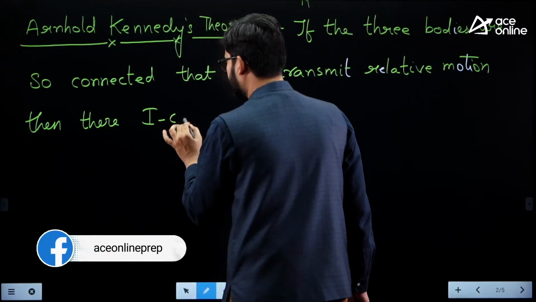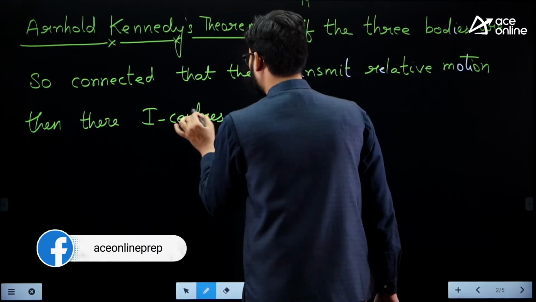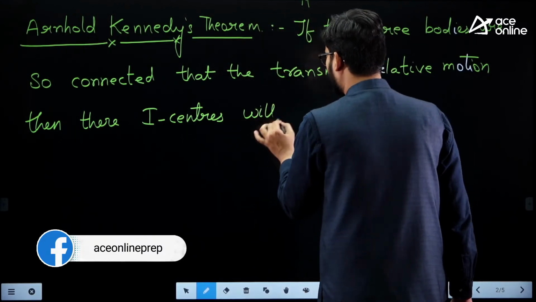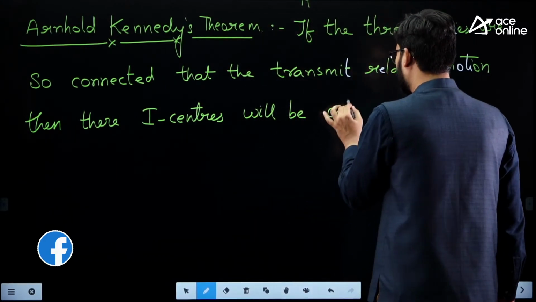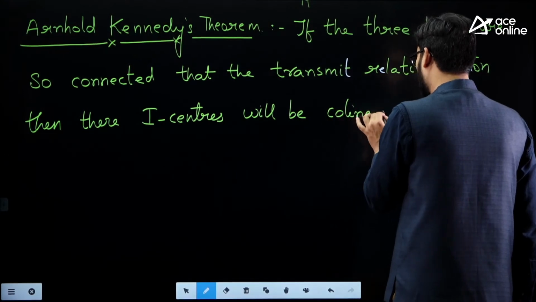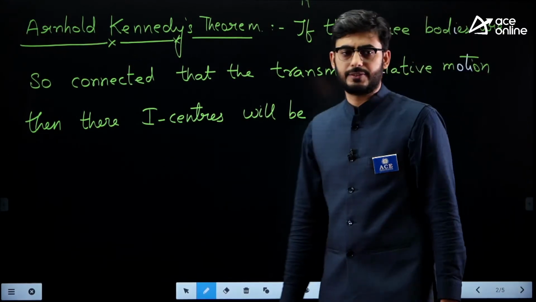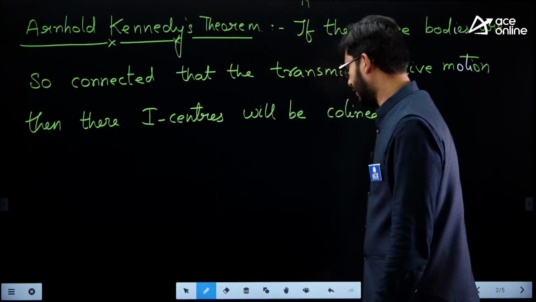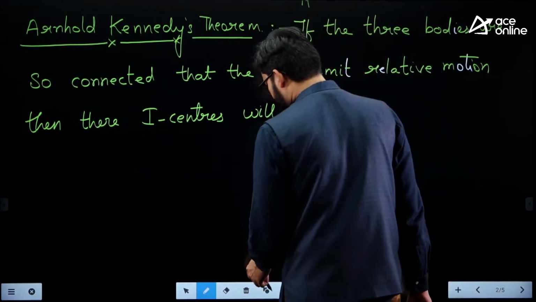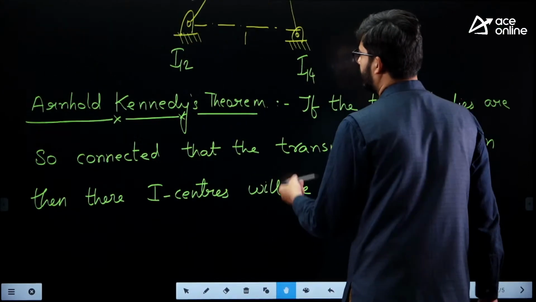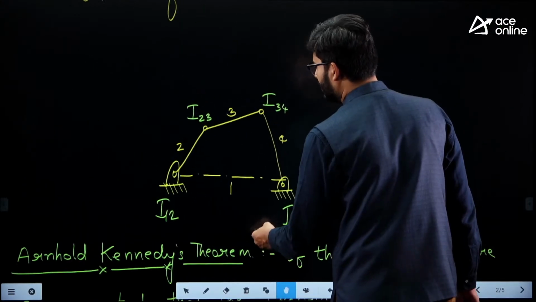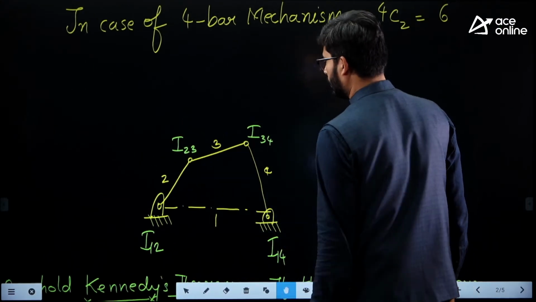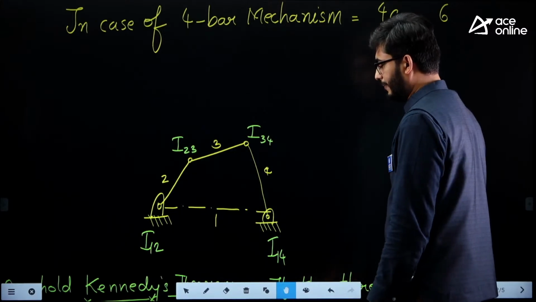So, 3 bodies are connected so that they transmit relative motion, then their I-centers will be collinear. Very, very important statement, guys. Then their I-centers will be collinear. Now, guys, the remaining I-centers we have to locate by using this theorem.